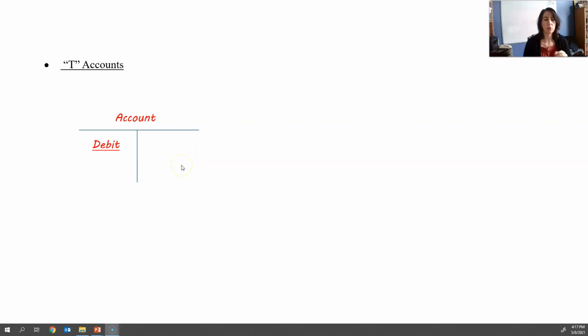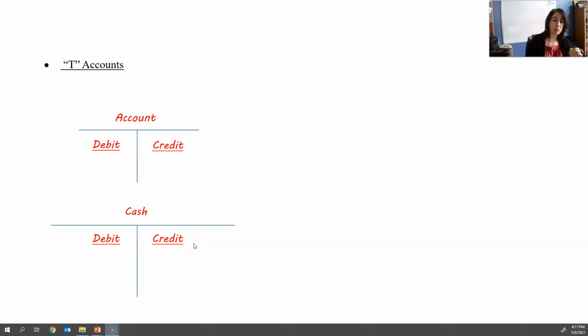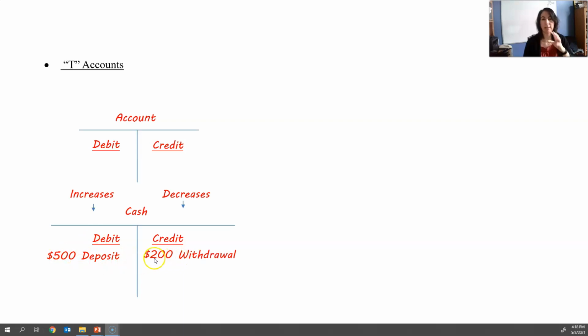All right. So for example, let's say you had the T account of cash. Debits are on the left, credits on the right. The thing is, it depends on what kind of account it is as to whether debits increase or decrease, or whether credits increase or decrease. So for example, cash. An increase to cash is a debit. A decrease to cash is a credit. So, for example, let's say $500 went into our bank account. That's going to be a debit. And then let's say we took money out. That's going to be a credit. It's going to decrease the value of that account. All right, let's say we put more money in. That's going to be a debit.